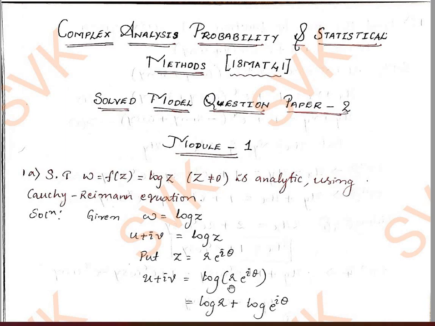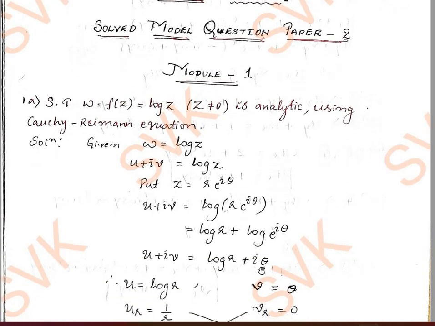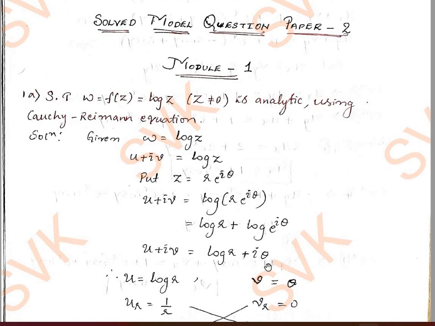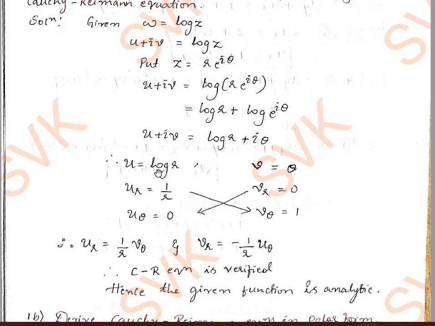By applying laws of logarithm for this, we can write that as log r plus log e power i theta. Log e power i theta to the base e is nothing but just i theta. So you are left with u plus iv as what? Log r plus i theta. So equating real part and imaginary part, here u is equal to log r and v is equal to theta.